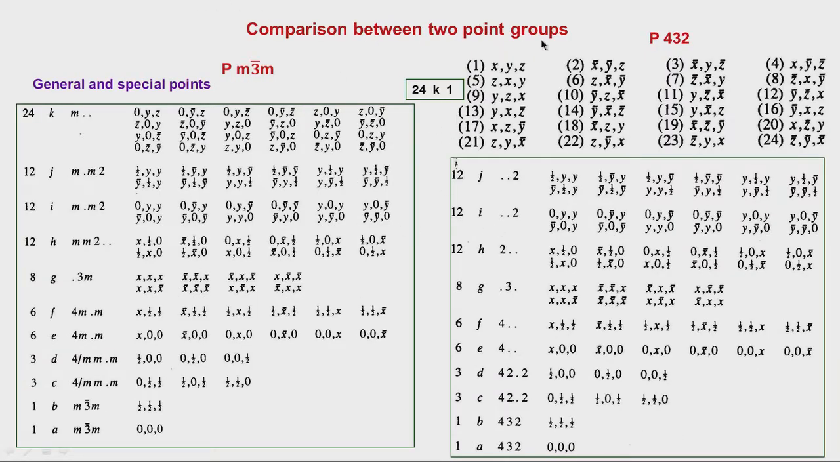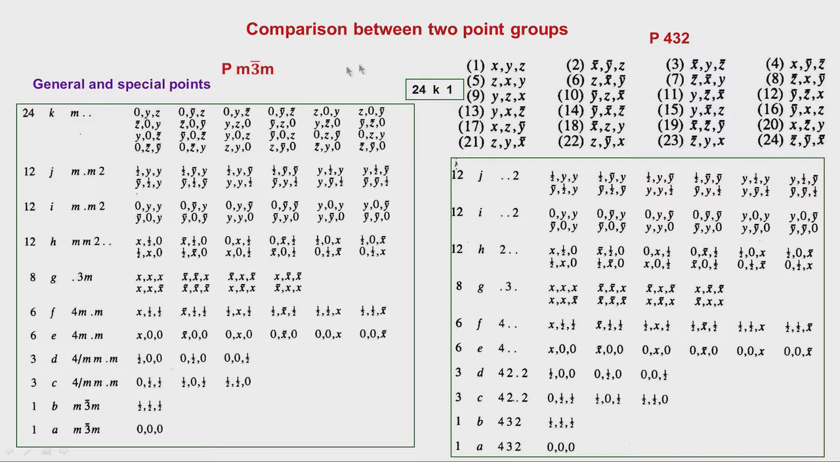Here what I have shown is a comparison between two primitive lattices of the cubic unit. This is Pm3̄m. I had just shown a few, not the complete coordinates for all the Wyckoff positions; I have not shown them all. Here it is for P432. This is also a primitive lattice, cubic. But the space group symmetry of these two is different.